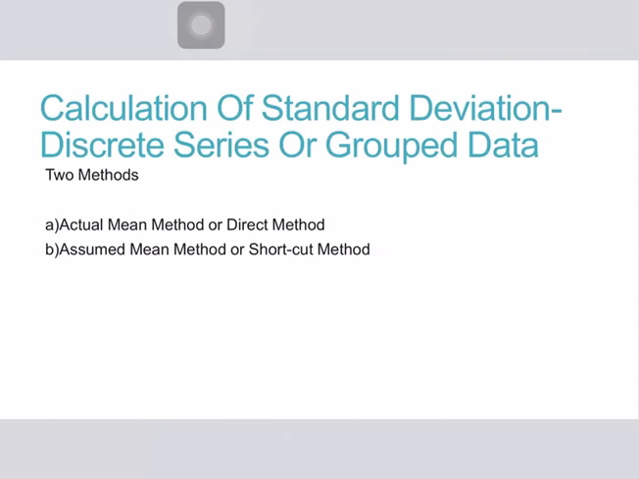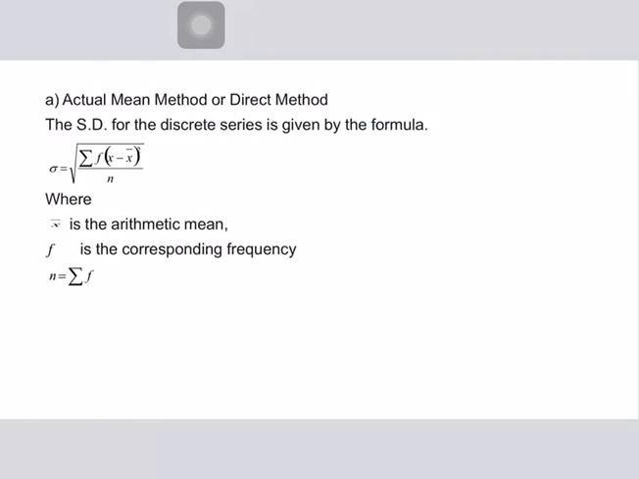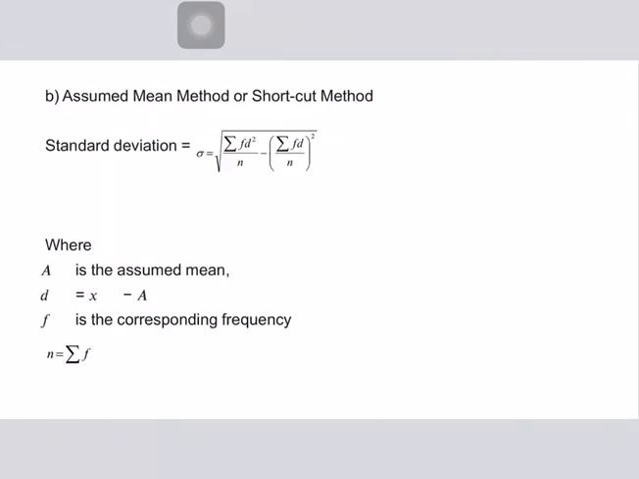Here we provide the formula of standard deviation where x bar is the arithmetic mean, f is the corresponding frequency and n is the total of frequency. Second method: assumed mean method or shortcut method. In this formula, A is assumed mean, D is deviation from assumed mean, F is the corresponding frequency and N is the total of the frequency.